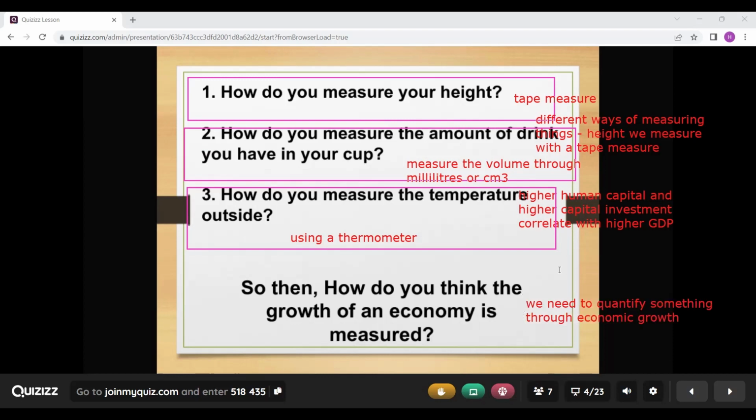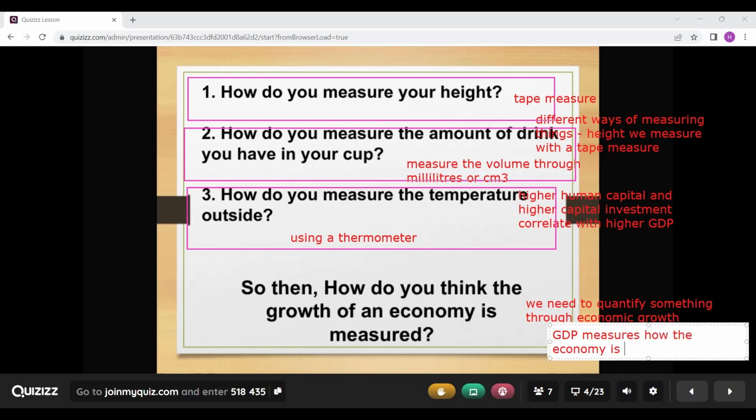And GDP, right? Yes. So GDP. Yeah, GDP measures how the economy is doing. Excellent. Good job, Alexandra and Sophia. I thought that GDP is domestic production only, no? Yes, you're right. So GDP is domestic production.